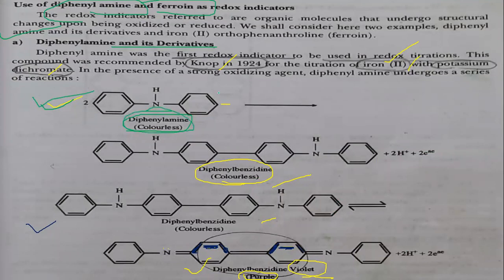Okay, when these two molecules get joined, you see here it is colorless, diphenylamine is colorless. It gives 2 hydrogen and 2 electrons. What happens now? See, this is the colorless form. Now what happened? This electron pair will shift over here.